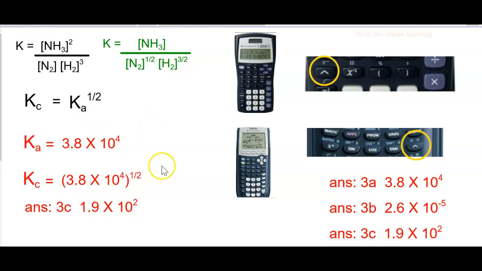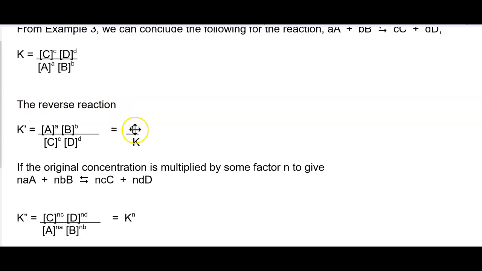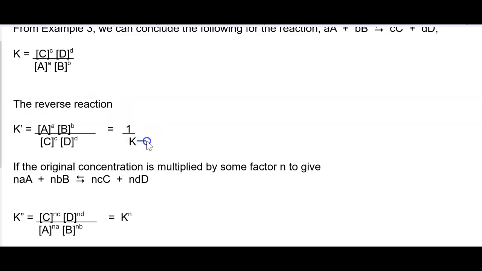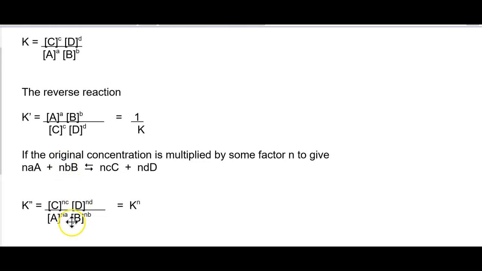1.9 to the second. Now when raising it to the power, you can use your caret key to do that. So make sure that you can use your calculator and get this value for 3c. So what we did here is we basically generated some rules from example 3. We know that if we reverse a reaction, we can take the K of the forward reaction and put it under 1. So if I reverse it, it's 1 over K. If I multiply an expression by a factor of n, I raise K to that power of n to solve for the new value of K.